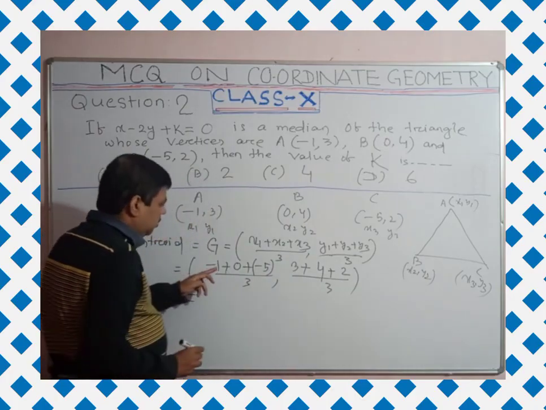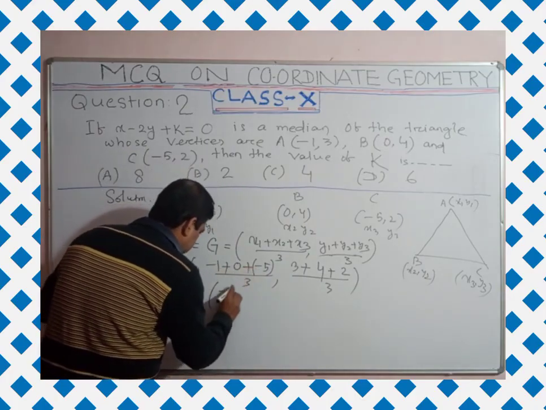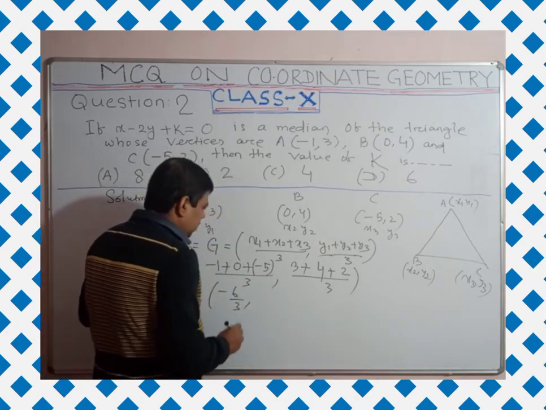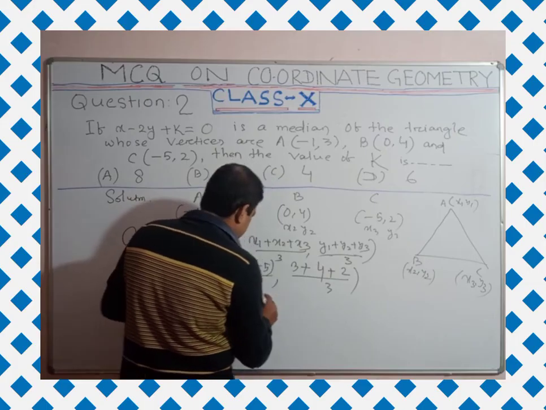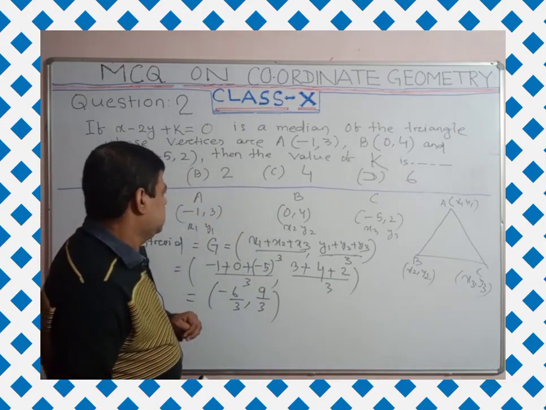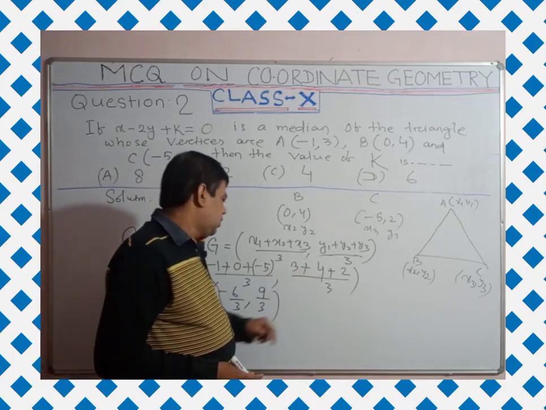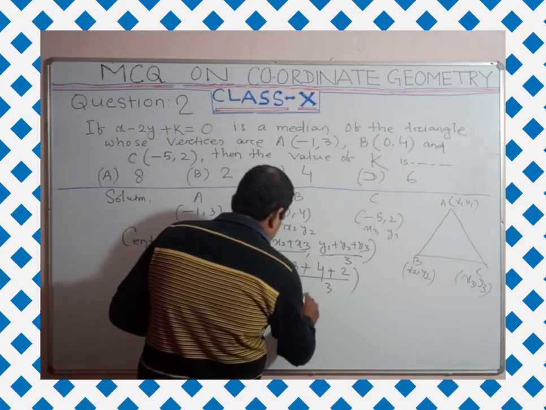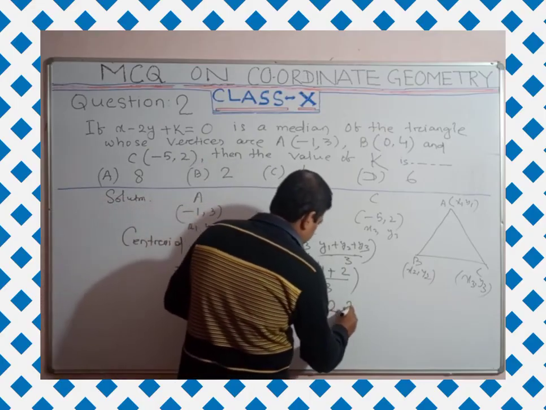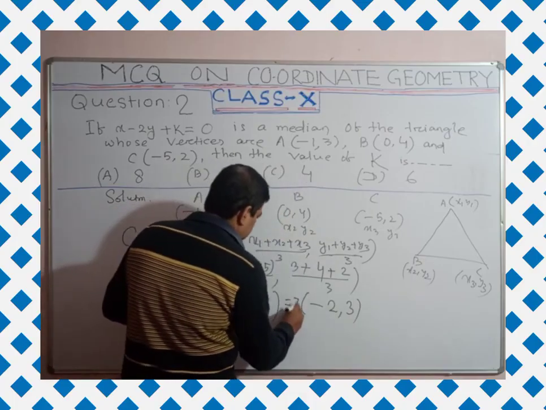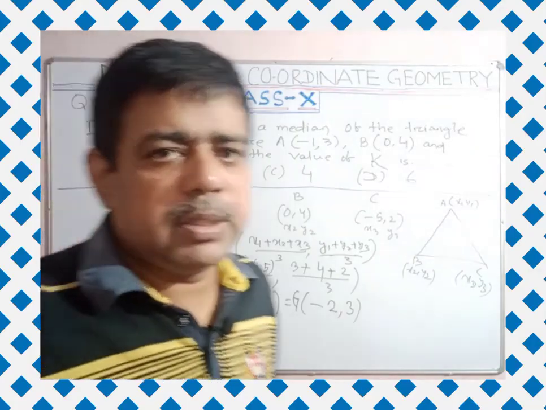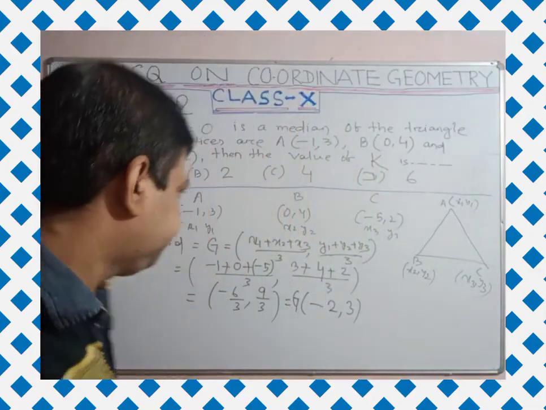Understand? You see here minus 1, minus 5, this is minus 6 by 3. Then 3 plus 4 is 7, plus 2 is 9, upon 3. Is it clear? So minus 6 by 3, if you cancel, it will be minus 2. And 9 upon 3 is 3. And this is the centroid of the triangle.